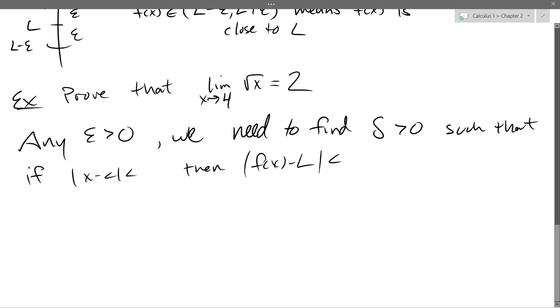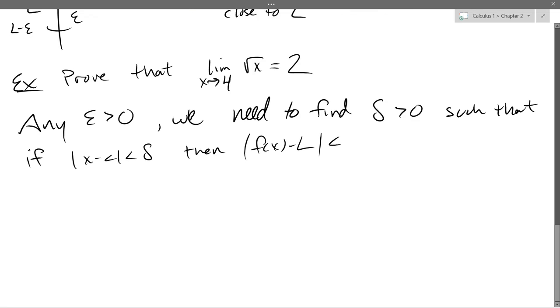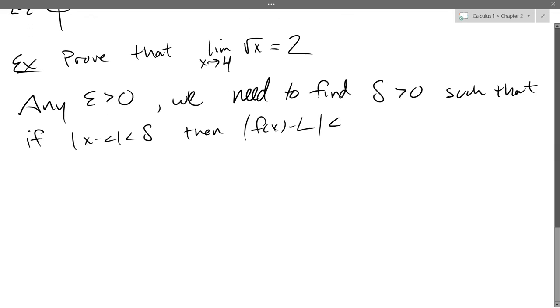That should be a delta. The absolute value of x minus c should be less than delta. All right, so you're going to do something a little weird. You're actually going to start at the end and then work backwards. You're going to start at the end of the definition, what you want to show, and then work backwards and figure out what delta has that property. So we're going to begin at the end, which is a little strange.